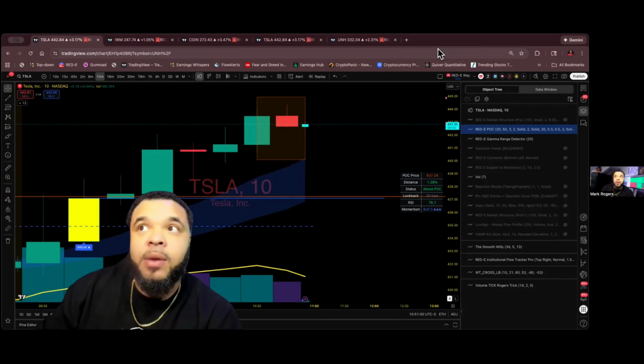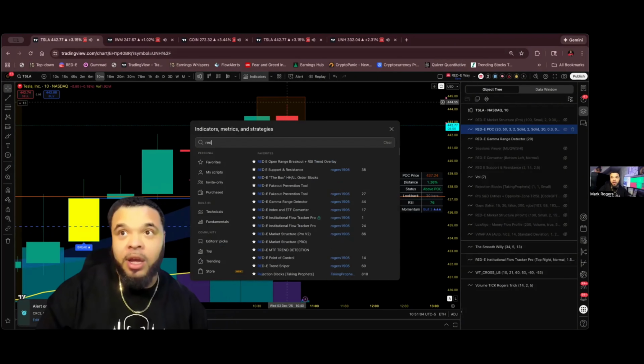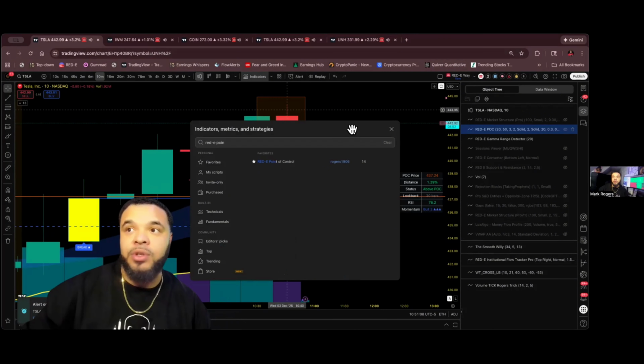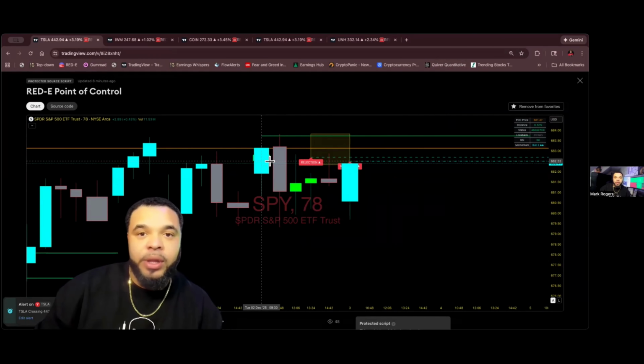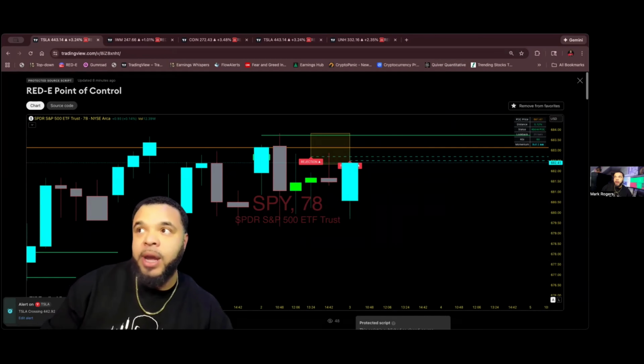What's going on, everybody? I want you to check out a new indicator. I know y'all are probably tired of me already, but I want you to look at the Red E Point of Control indicator on TradingView. I've made some really cool updates on this one, so it has the same consistency as the Red E Market Structure.